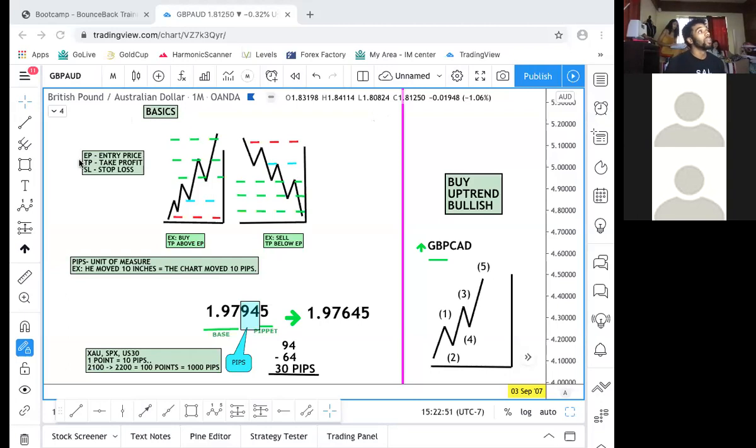So EP stands for entry price. That's where we're entering the trade. TP stands for take profit. What TP is, let's say we enter our trade right here. Once the price hits our first TP, our first take profit, it's going to take us out of that trade in profit. So it's securing the bag for us.